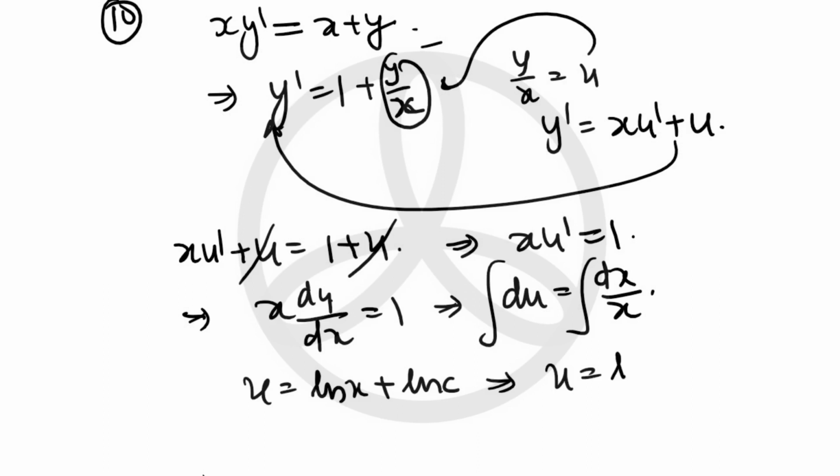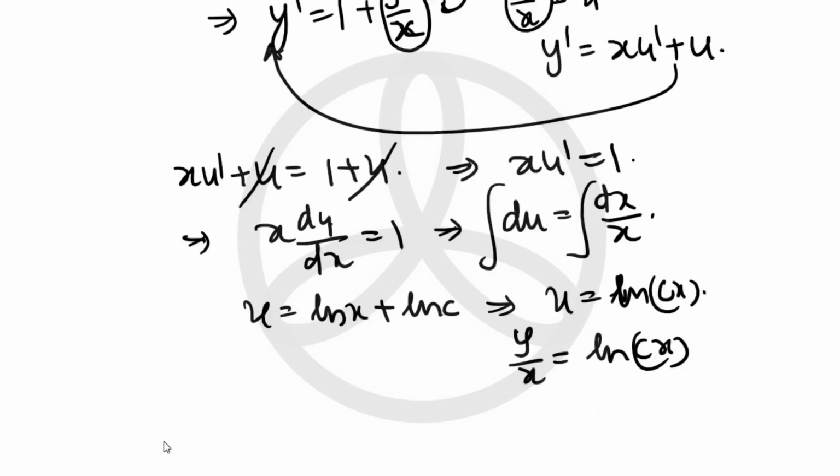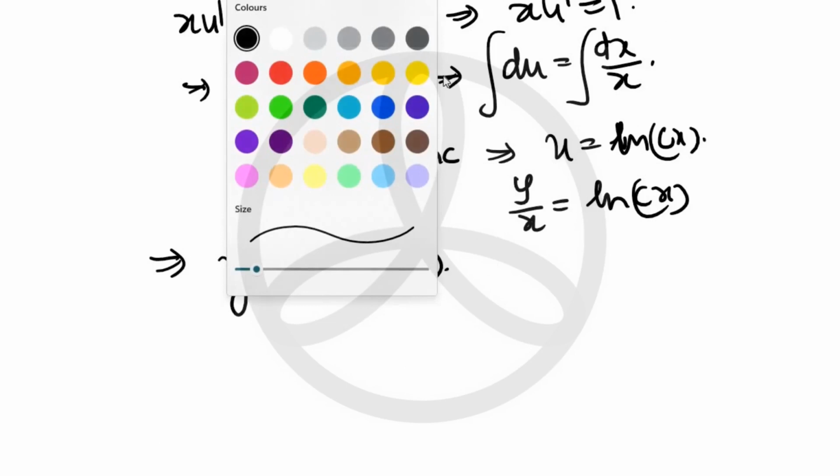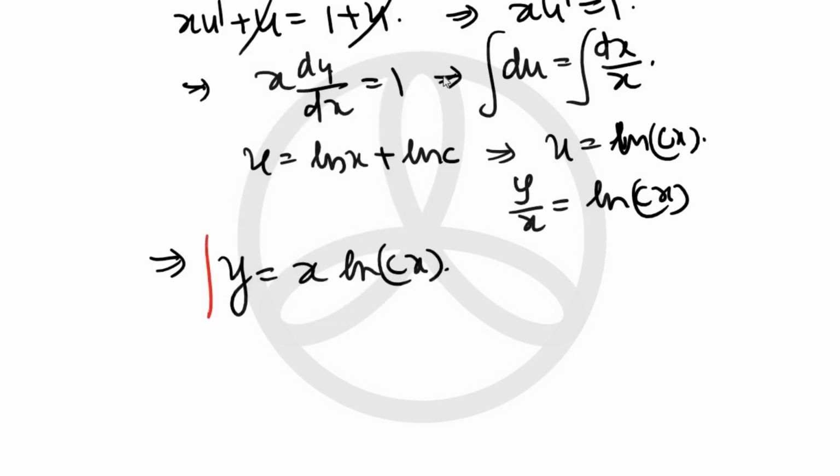and we get u = ln cx here, and when substituting this u here, we get y/x = ln cx, and this is nothing but y = x ln cx, and this is the solution of the given problem.